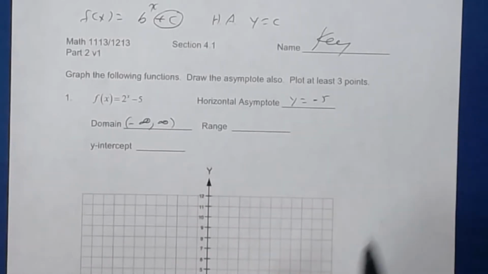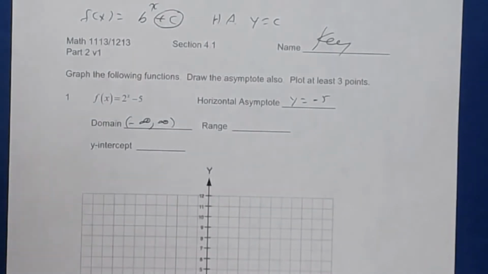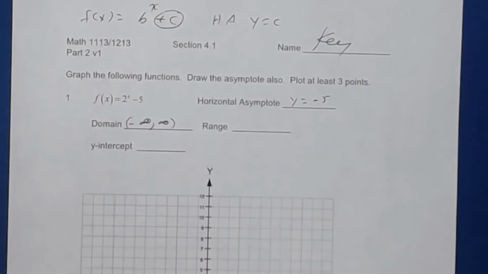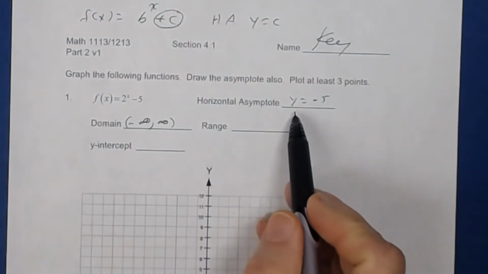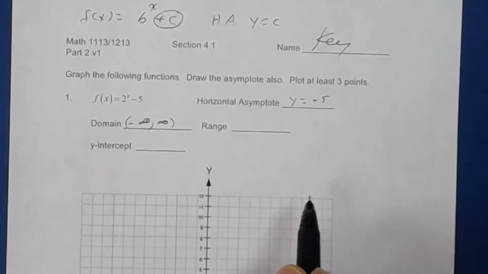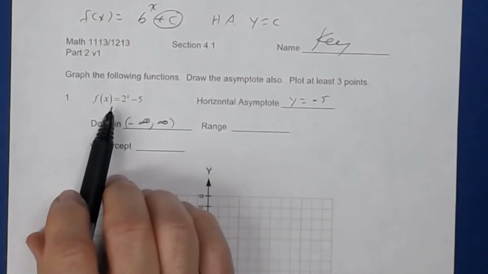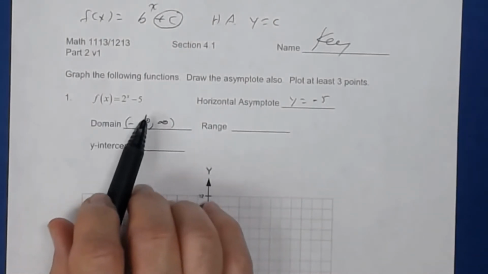Now don't just say negative 5. You have to say y equals negative 5, especially in my MyMathLab. It will mark it wrong. You won't get any points if all you do is just say negative 5. So you have to say y equals. It's a horizontal line.